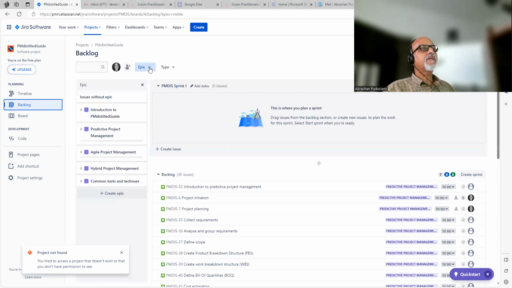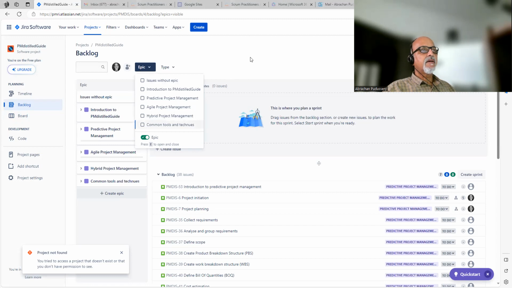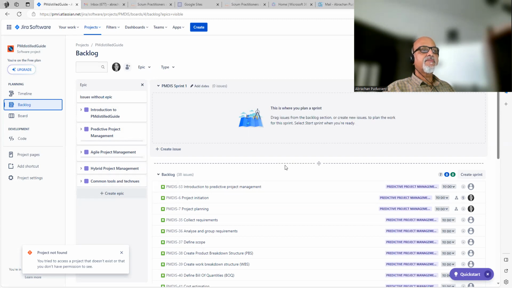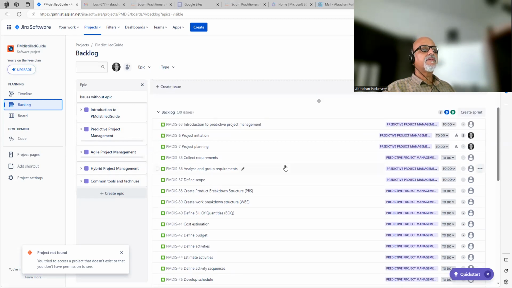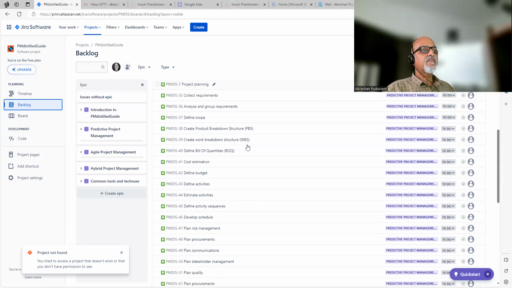We started with epics actually. So first we defined the high level. That is, we said the PM Distill Guide should have an introduction to the PM Distill Guide, then predictive project management, agile project management, hybrid, and also common tools and techniques. Then I started defining the product backlog. Yesterday, the number of entries here was hardly 10, and today it has grown quite a lot.